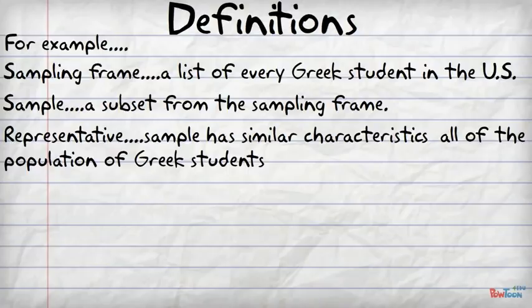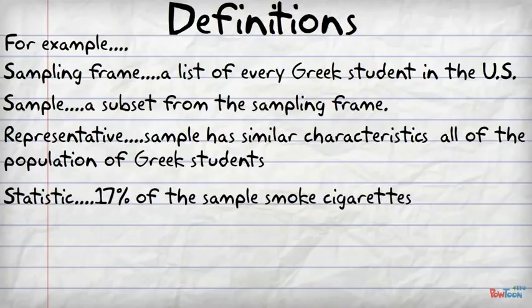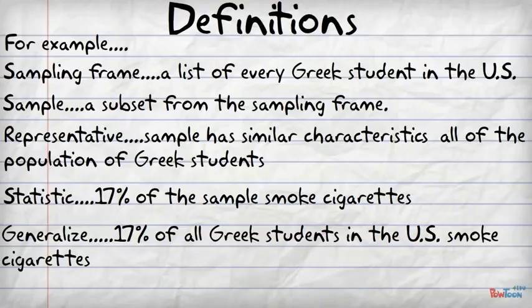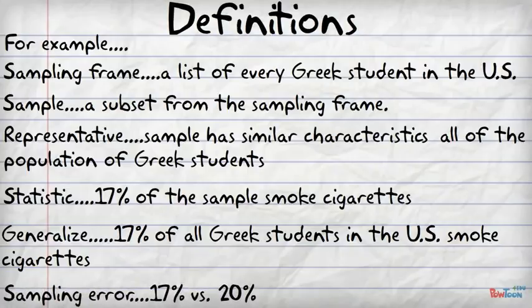We survey them and find that 17% of the sample smoke cigarettes. The 17% is our statistic about the sample. Since the sample was representative of the population, we are logically able to generalize our statistic to all college students and say that 17% of all Greek students in the United States smoke cigarettes. However, let's say that someone actually took the time to survey the entire population of Greek college students and found that actually 20% smoke cigarettes. Well, then my sampling error would be that 3% difference.